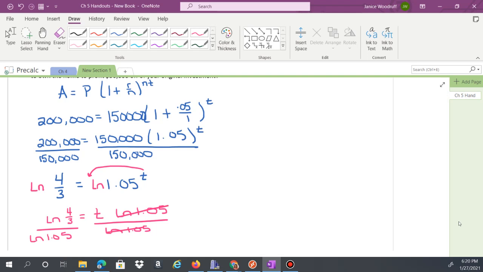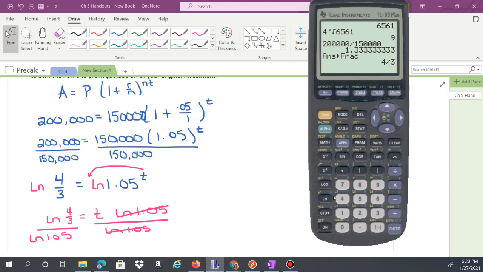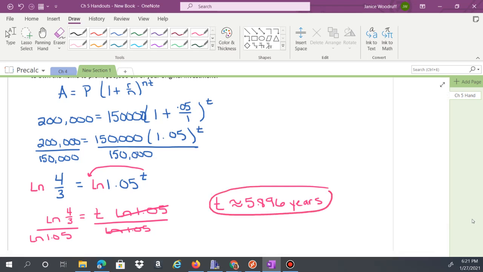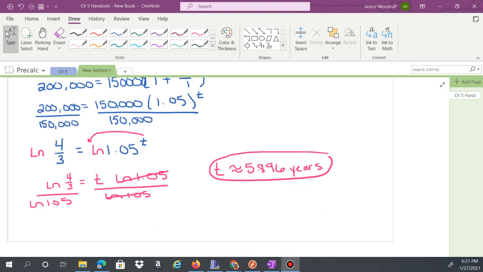And then of course you're not going to answer this question that way because we want an actual time frame. So we would go here, natural log 4 divided by 3 divided by natural log 1.05. And that is going to give you 5.896 years. Okay, so it'll take almost 6 years to profit $50,000. Now that's, of course, not counting the payments that you're making in that time, but just for the value of the home to increase $50,000. Okay. Let me save that.